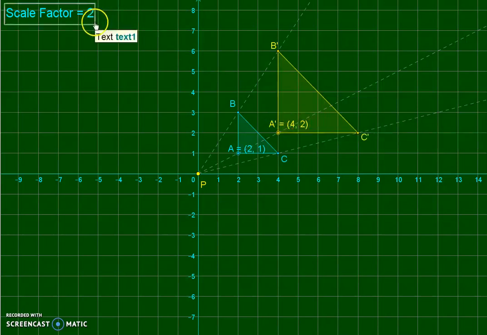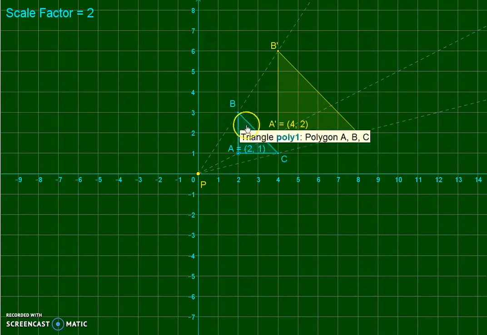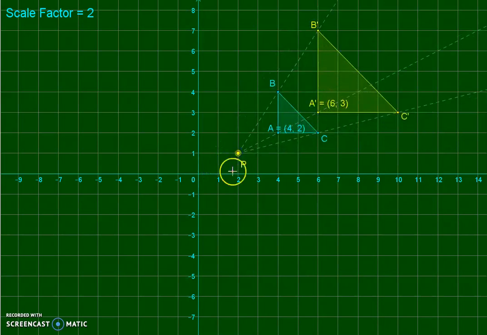So whatever your scale factor is, whether it's 1.5, 3.2, whatever it happens to be, you multiply each x and y coordinate of your pre-image by that scale factor to get your image points. Now let's look at what happens when our center of dilation is offset. So let's move this 2 units in the x direction and 1 unit in the y direction.